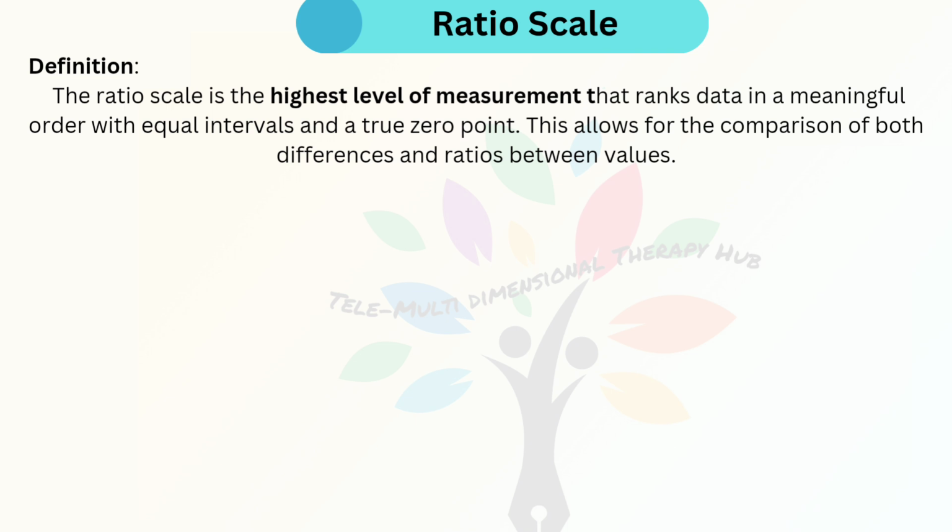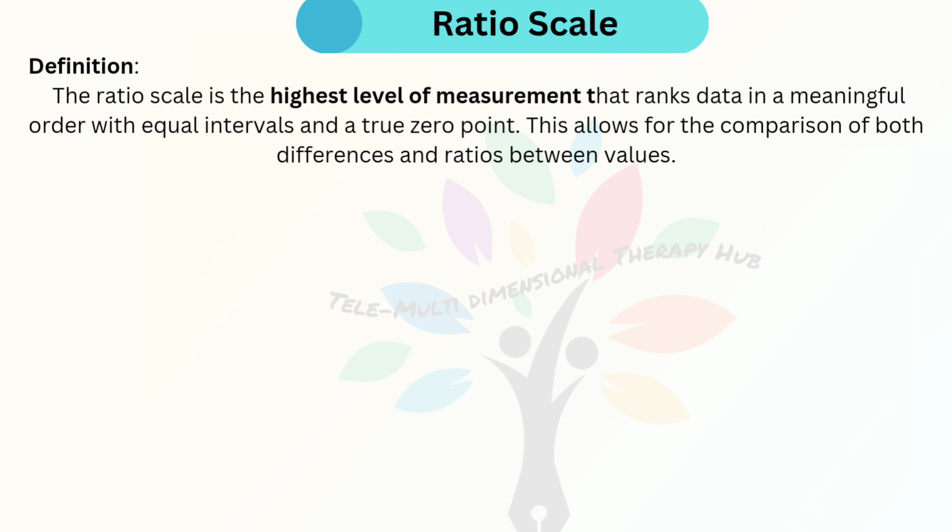So next scale, ratio. Now let's see the definition. The ratio scale is the highest level of measurement that ranks data in a meaningful order with equal intervals and a true 0 point. This allows for the comparison of both differences and ratios between the values. In simple words, ratio scale is the most advanced way to measure data. It ranks things in order with equal gaps between the values, and it also has a true 0, that means nothing or none. 0 means there is nothing or there is none.